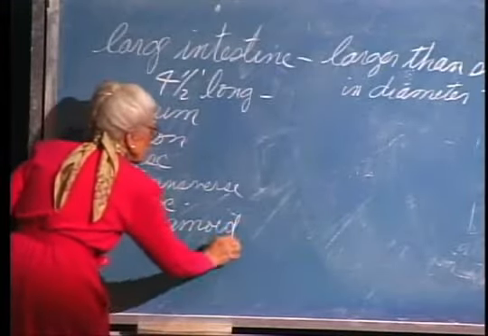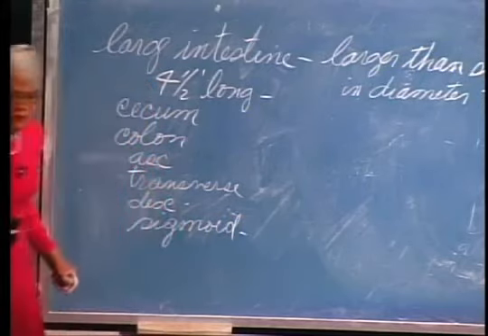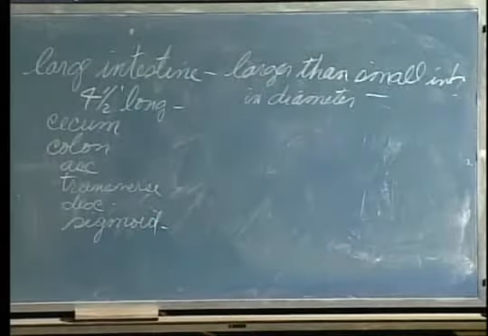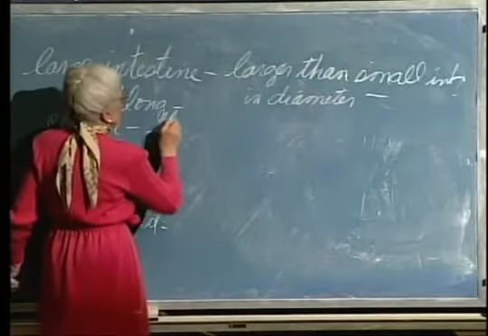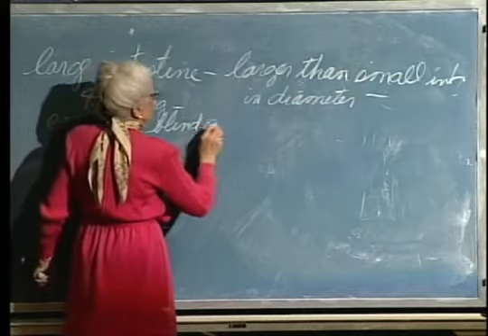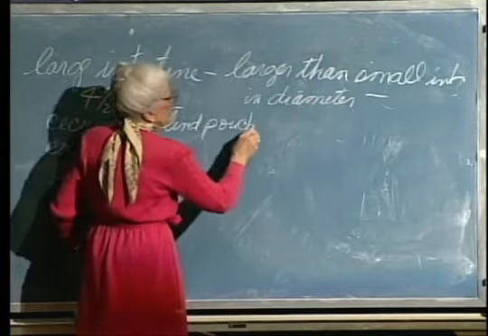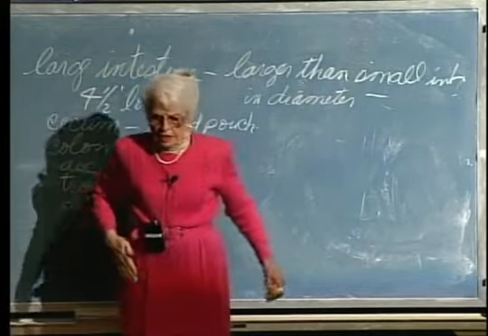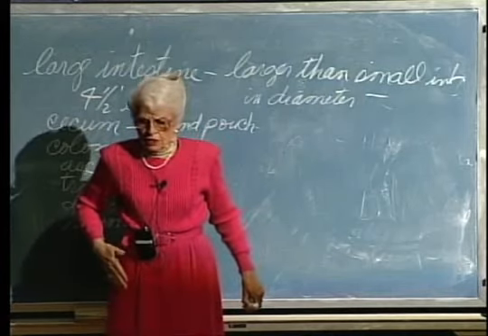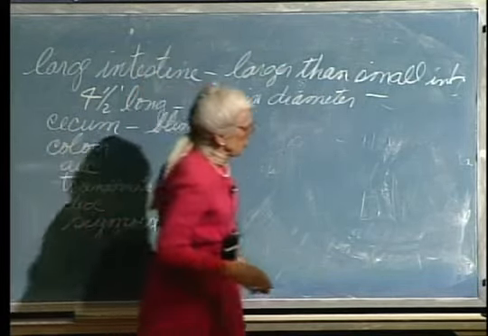Where did we have a sigmoid structure before? Pardon? The venous sinuses in the skull, right? Remember those? The sigmoid sinus. Here we've got a sigmoid colon, so it's S-shaped. That's all it's telling us. So the cecum will be a blind pouch and it begins in the right lower abdominal quadrant.